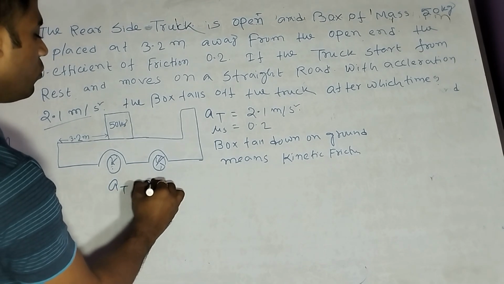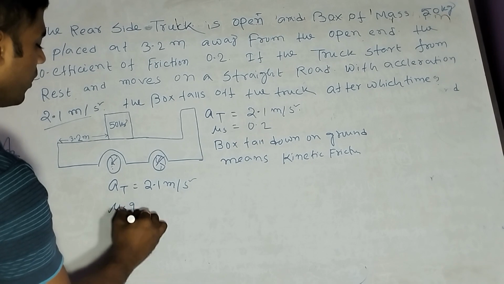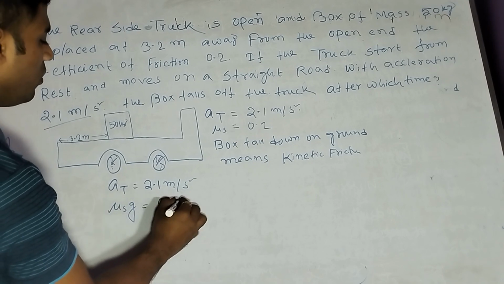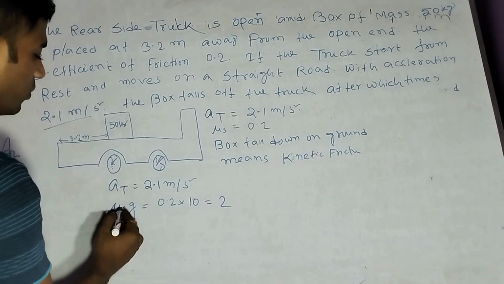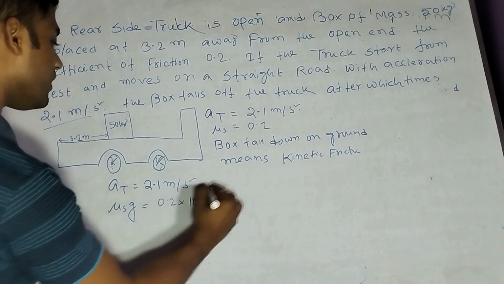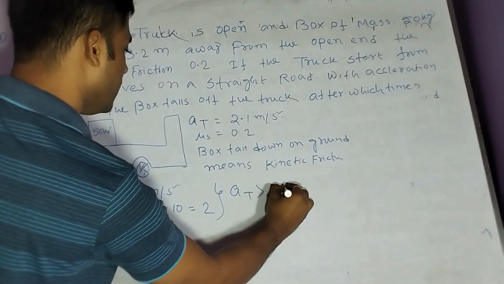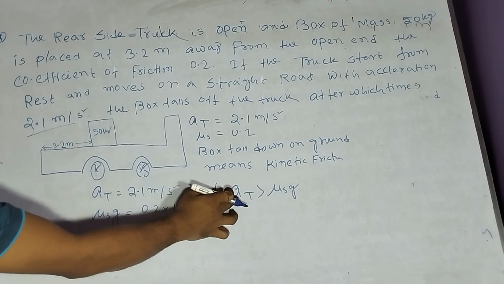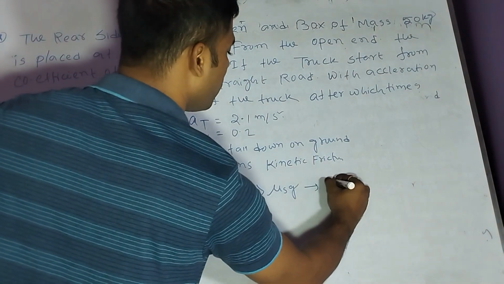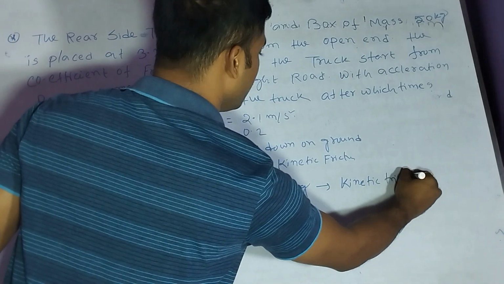AT value is given as 2.1 meter per second square. Then you calculate mu s into g. Mu s value is 0.2, g value is always 10, so the answer is 2. So this condition is satisfied: AT value is greater than mu s g. AT is 2.1 and mu s g is 2, so AT is greater than mu s g. This condition is satisfied for kinetic friction. So in this case the friction is kinetic friction.